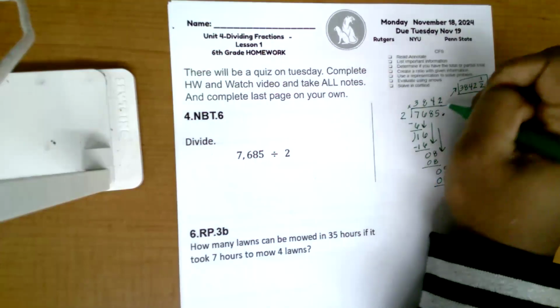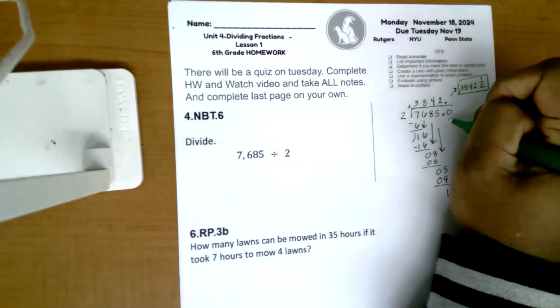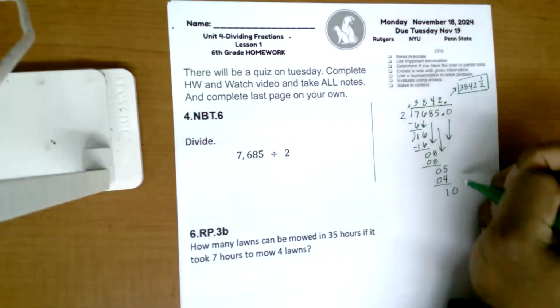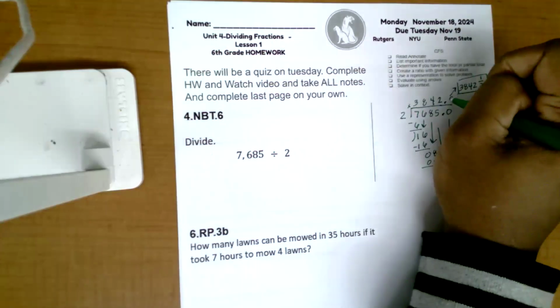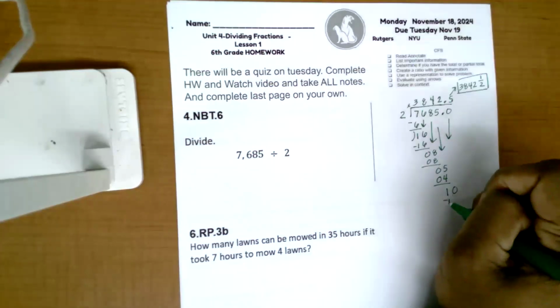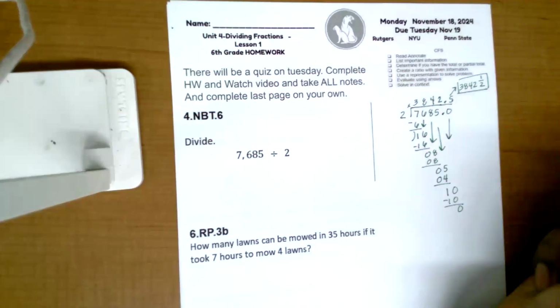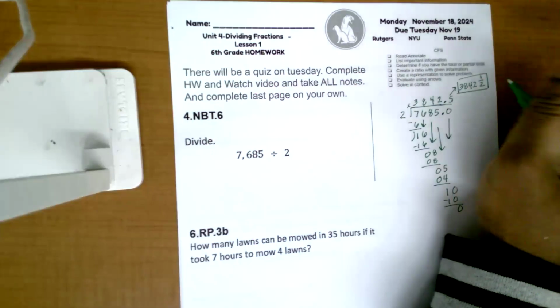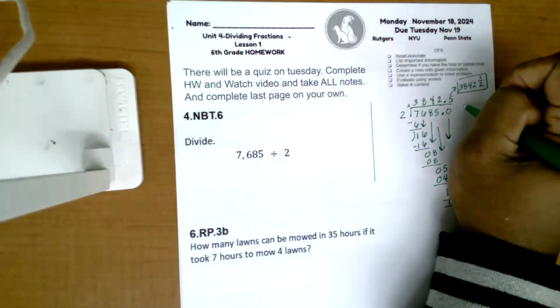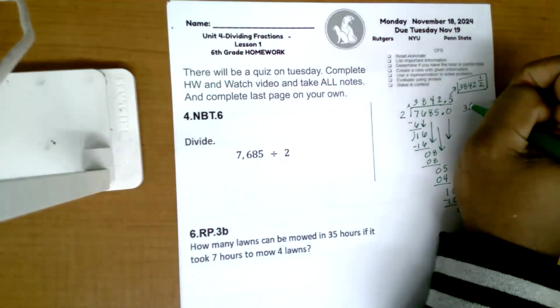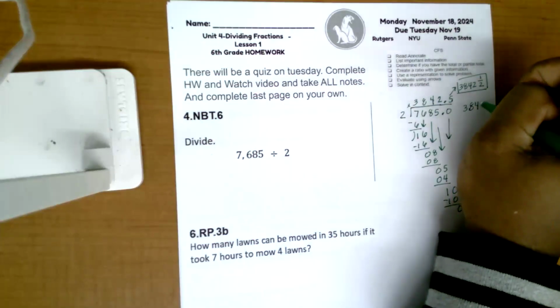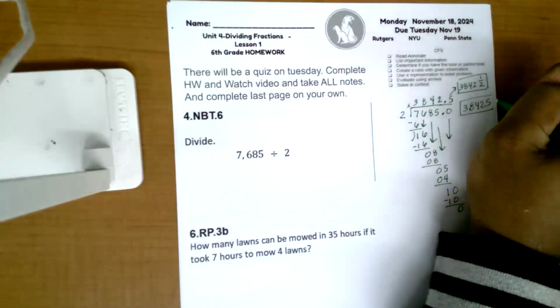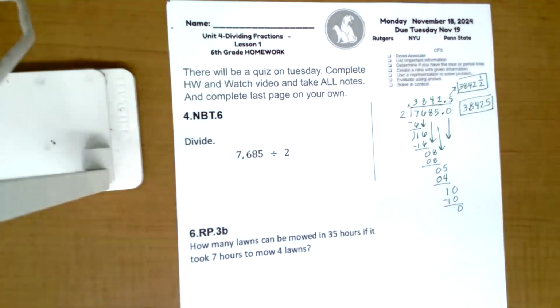But we've also been looking at decimal form, so we put a decimal point and put a 0. 2 goes into 10 5 times. So the answer is 3,842 and 1/2 or 3,842.5. Cool.